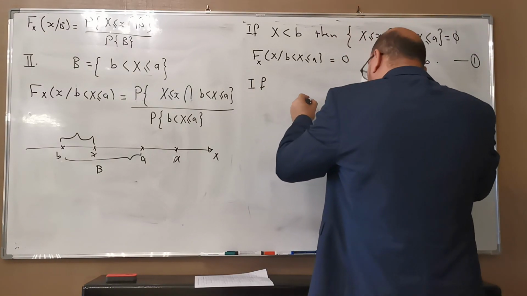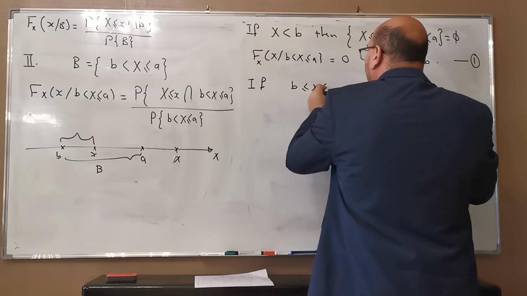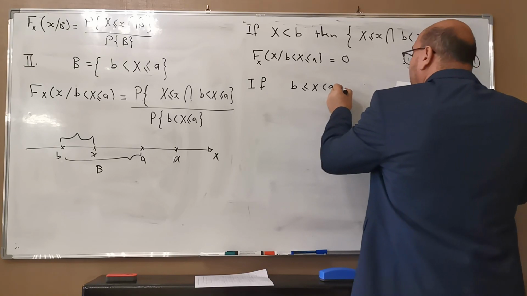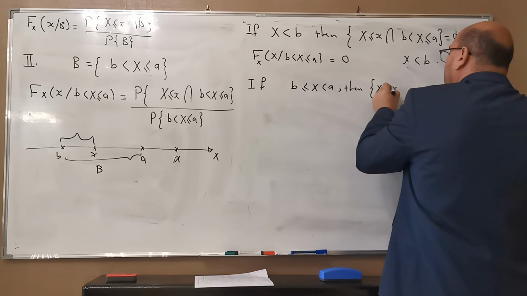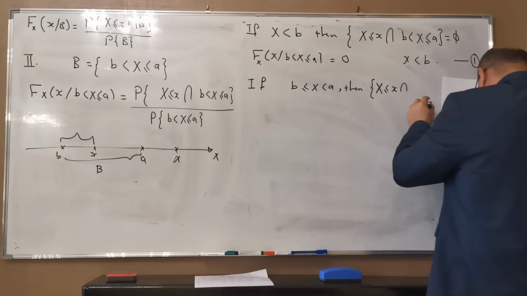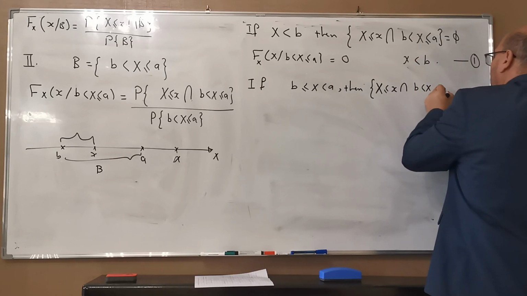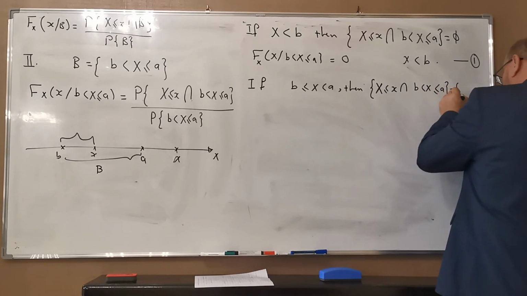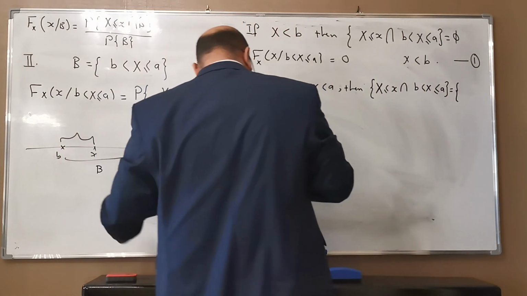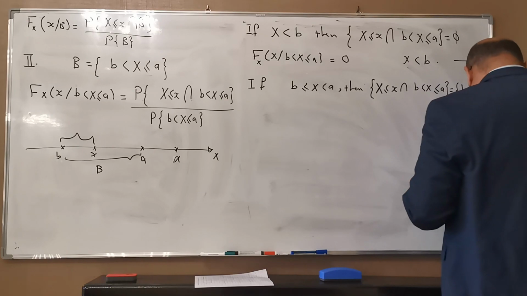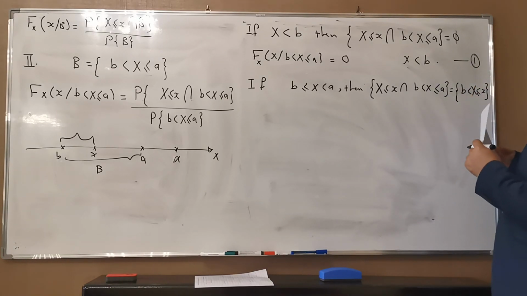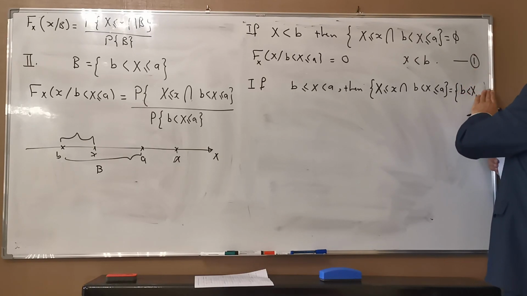Okay, if x is greater than or equal to b and less than a, then the event x less than or equal to small x, intersection with x greater than b and less than or equal to a, is equal to, notice that we are here, so it's between x and b, so this is the random variable between b and small x. So the random variable here will be x less than or equal to small x.